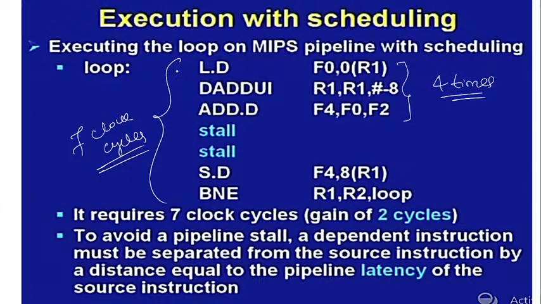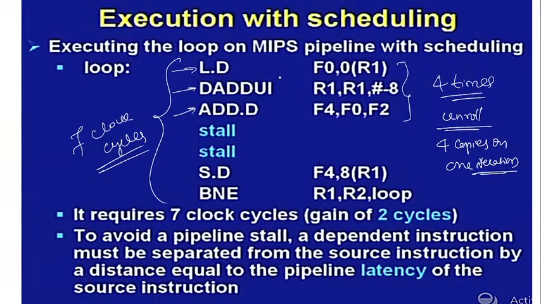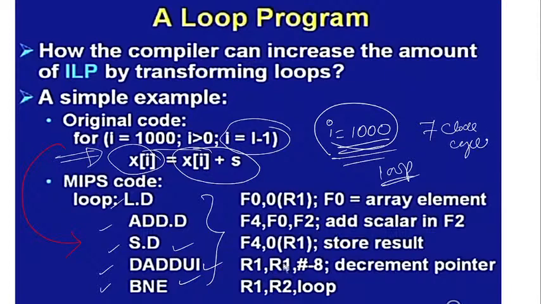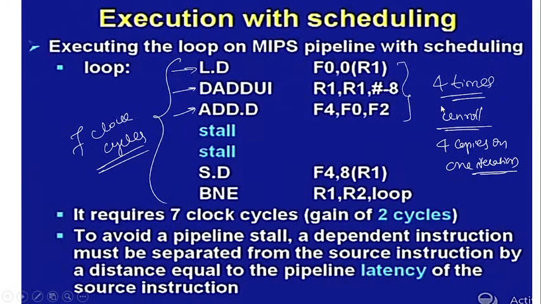This load, decrement and addition, these instructions make an iteration. So here it is 1 copy. In the original loop, the I value is 1000, so 1000 times it has to perform the loop. By rearranging the instructions we are getting 7 clock cycles in one iteration.